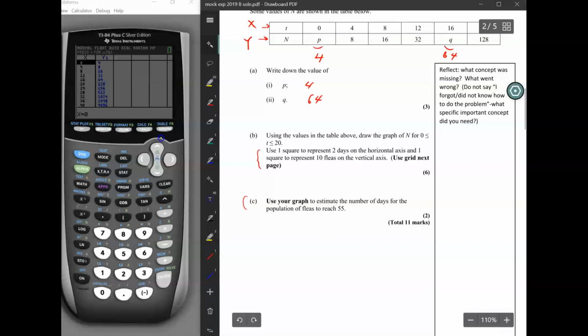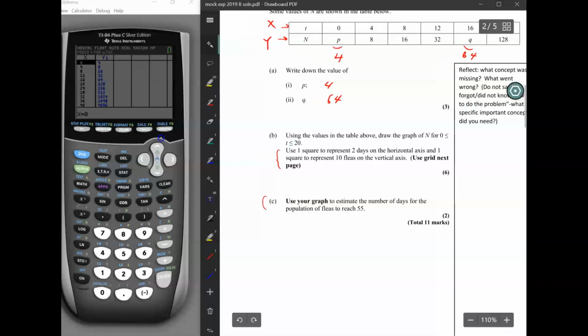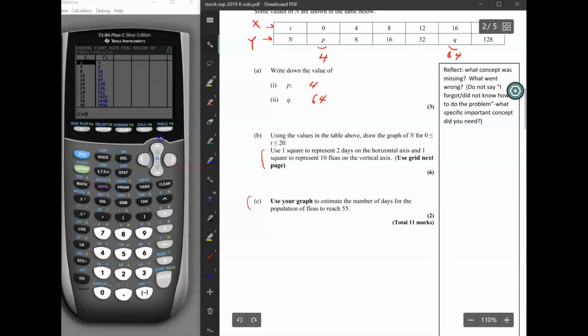Okay, so we finished the graph, and then in C it says use your graph to estimate the number of days for the population of fleas to reach 55. Okay, now how do we use a graph to figure out when the population of fleas reaches 55? Well, first of all, what are we supposed to estimate? Are we supposed to estimate x or y? Well, we're supposed to estimate number of days. Number of days is x.